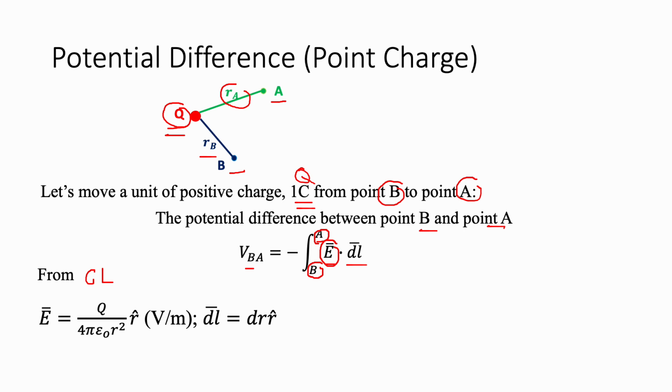From Coulomb's law, the E for a point charge is given as Q over 4 pi epsilon naught R squared in the R direction. Since it is in the R direction, we know the equation that we will involve here is a dot product, right? So your dl also should be in the R direction, because the same direction for a dot product will give us value. Since your E is in the R direction, your dl also should be in the R direction.